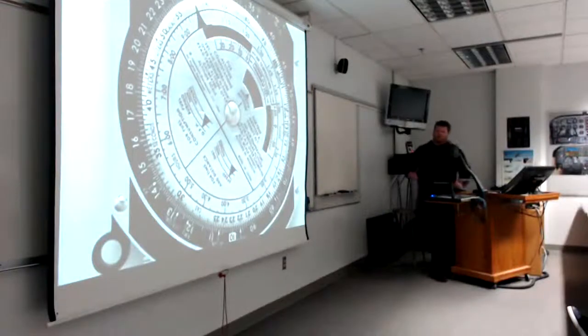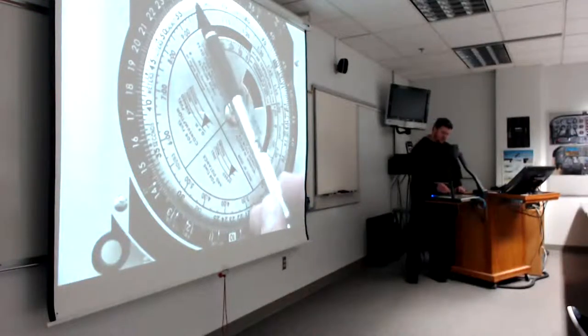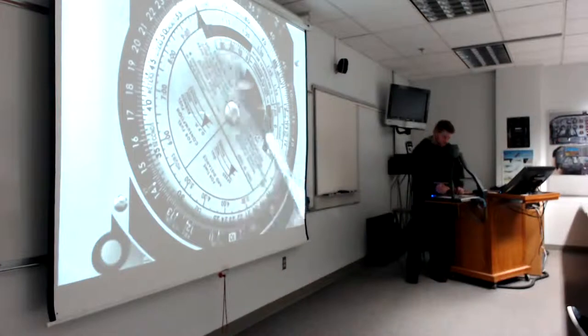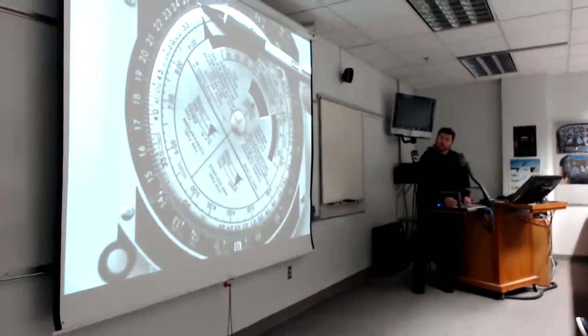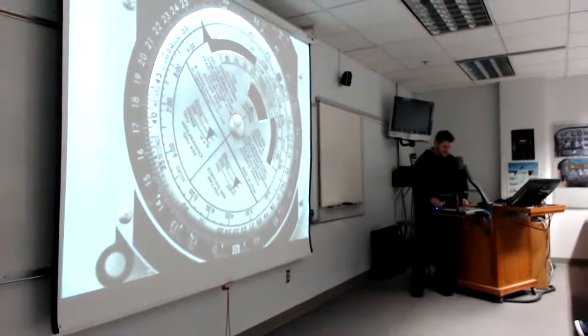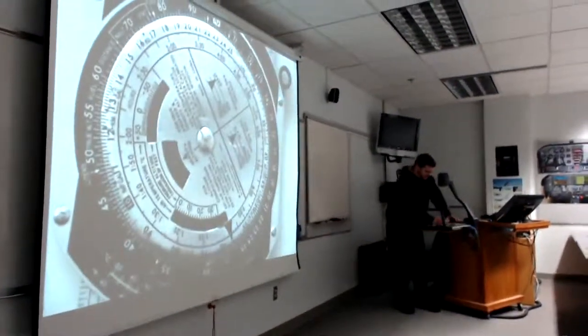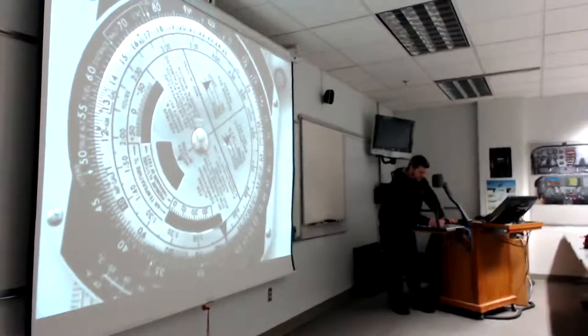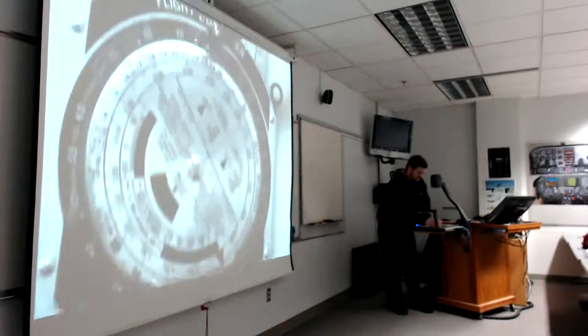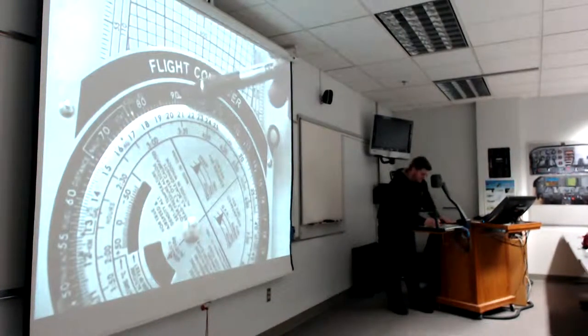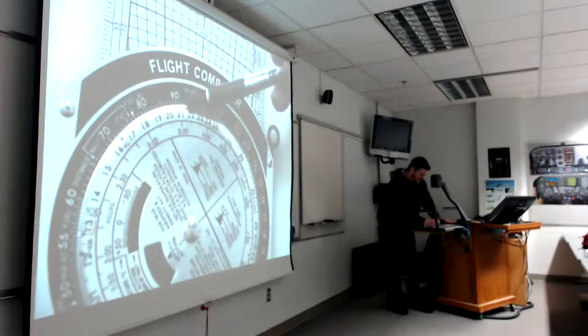Seems right. Okay, so we have 26 right here. That's our time. I'm sorry, it's our distance. 26 is our distance. So what we're going to do now is come around. We need to find 93. That's our ground speed. So 90, 91. You guys can't see that. 90, 91, 92, 93. Right here is our time.